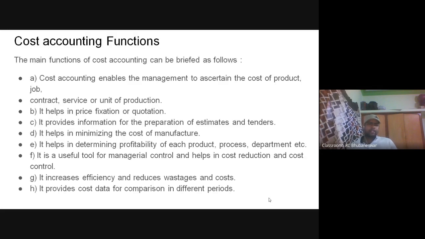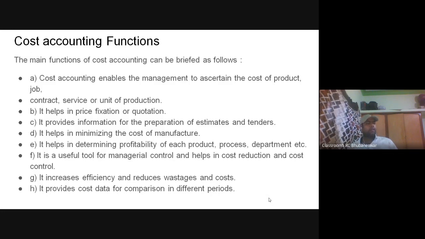Okay, next, cost accounting functions. So we had read about all these. The first one is cost accounting enables management to ascertain the cost of the product, job, contract, service, or unit of the production. Then it helps in the price fixation or quotation. Selling price fixation is possible through the help of this one. Then it provides information for the preparation of estimates and tender. What is estimate? Estimate means preparation of budget.